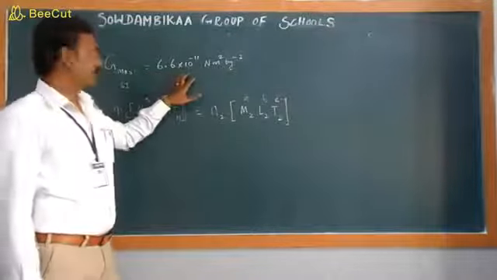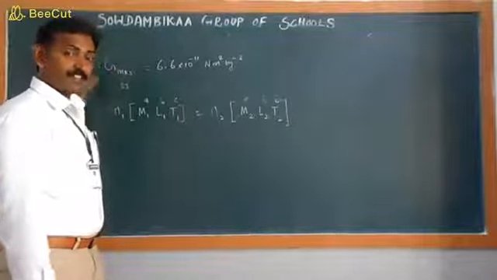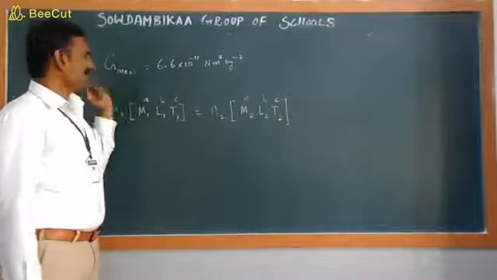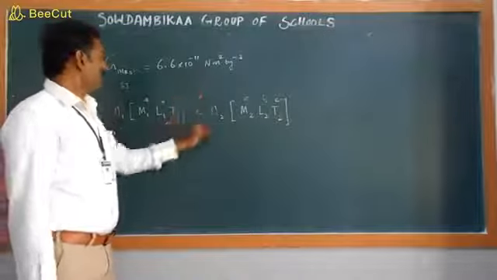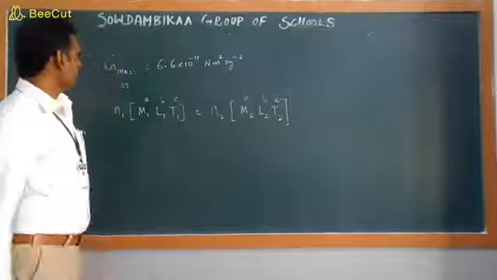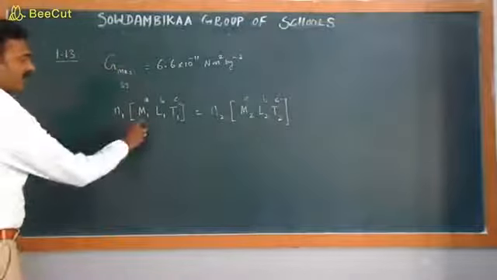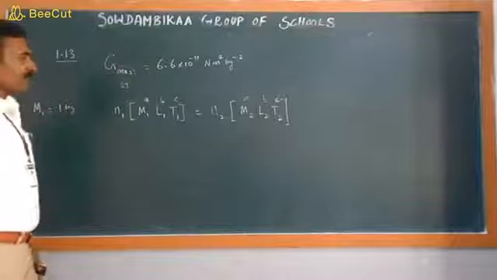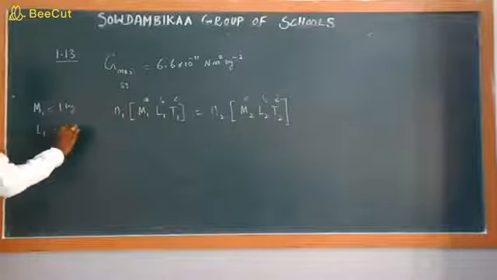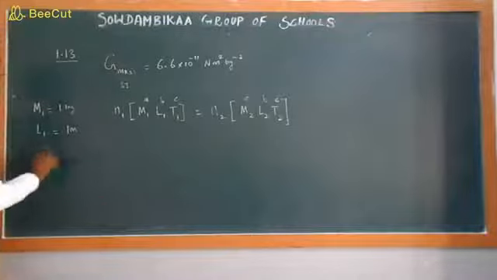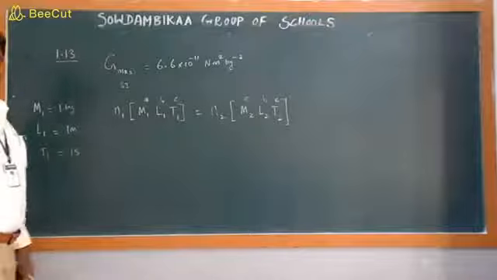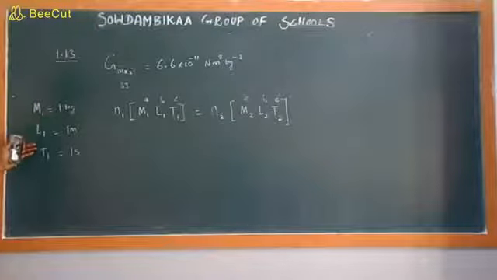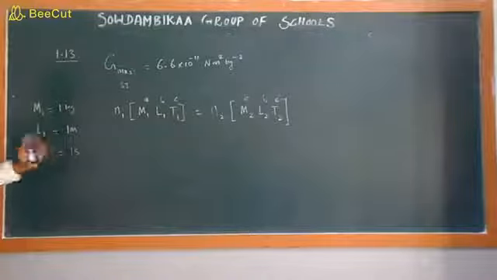That is the conversion for the gravitational constant. Now we are going to see how it will be converted from one system of units to another. It is in MKS, and we are going to convert it into CGS. In the MKS or SI system, the mass M1 is equal to 1 kilogram, length L1 is equal to 1 meter, and time T1 is equal to 1 second. In the MKS system, mass, length and time are measured with the help of kilogram, meter and second.